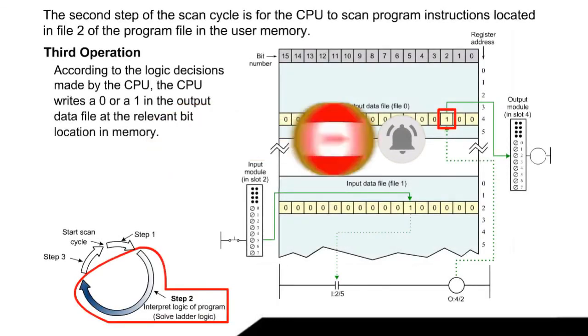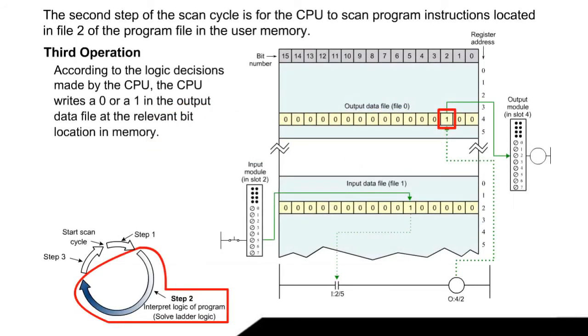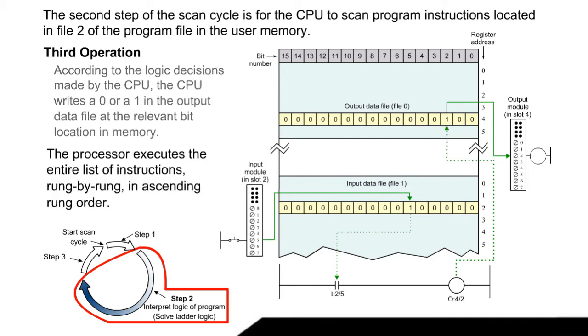The third operation: according to the logic decisions made by the CPU, it writes a 0 or a 1 in the output data file at the relevant bit location in memory. The processor executes the entire list of instructions, rung by rung, in ascending rung order.